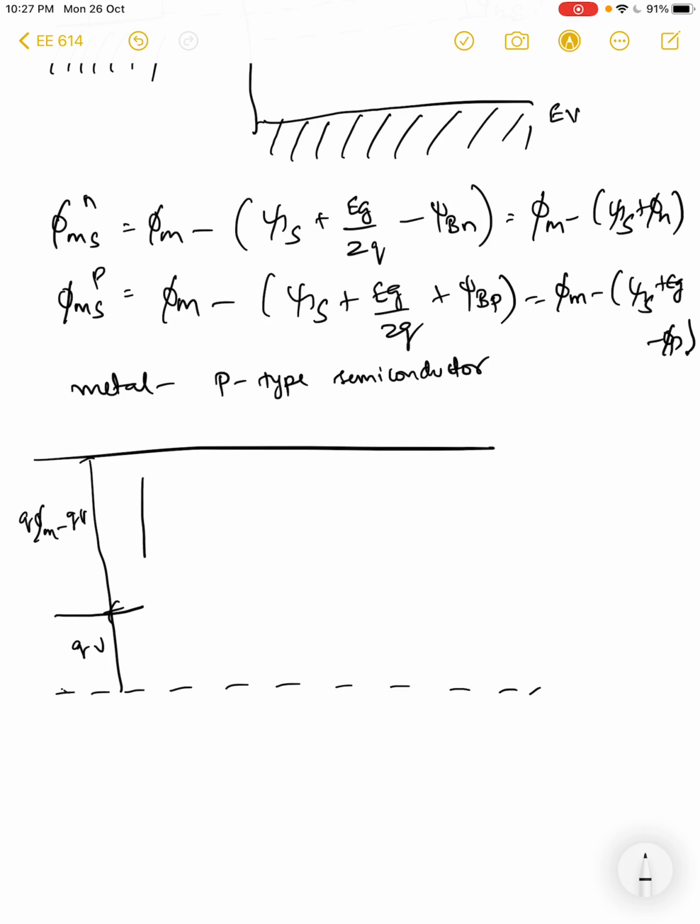And I have the semiconductor, I mean the insulator gap, and there is a small slope across the insulator. Why? Because there exists a potential, right?